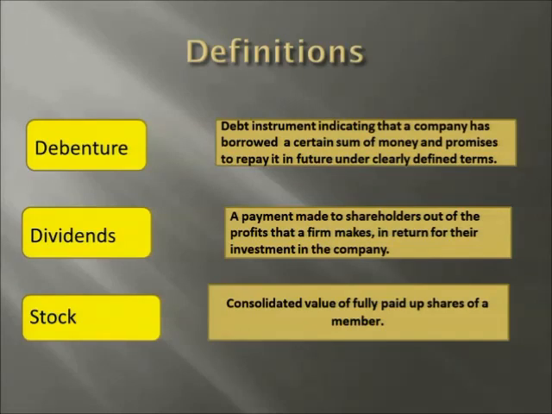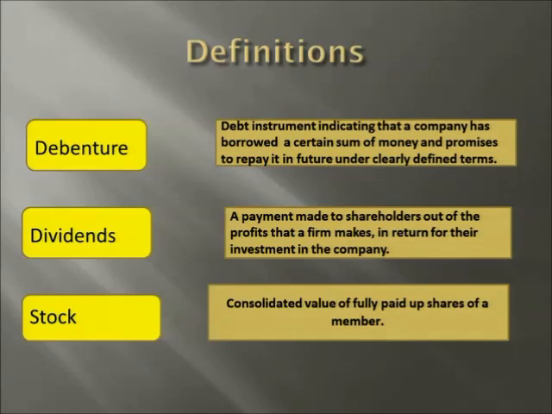Then dividends. A dividend is a payment made to shareholders out of the profits that a firm makes. When we talk about shares, then we talk about dividends. It means the word dividends is only used for earnings in terms of the shares. Those dividends are the money that is paid at the end of the financial year to the shareholders, and that is what is called dividends.